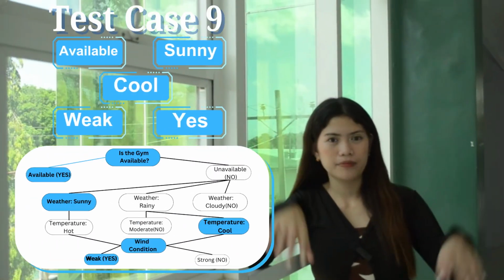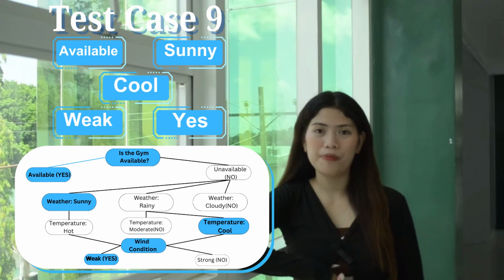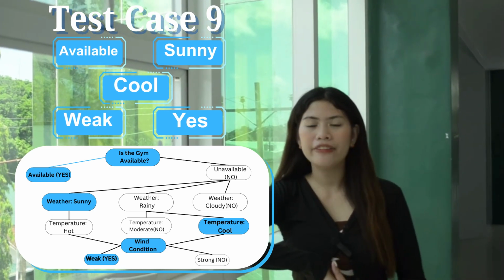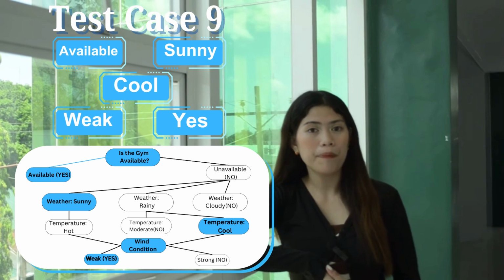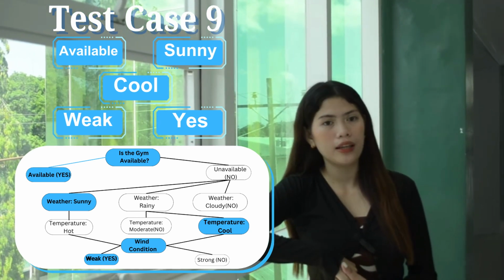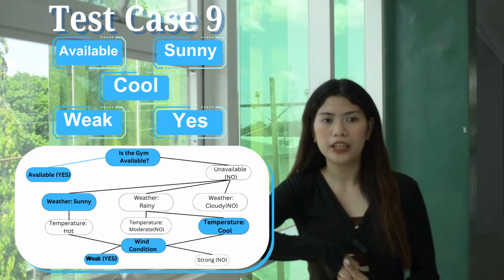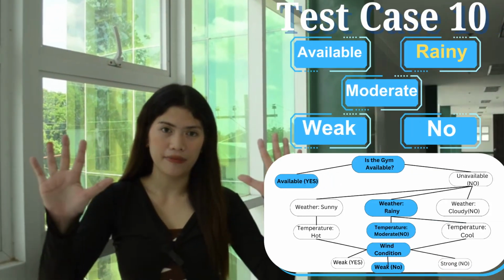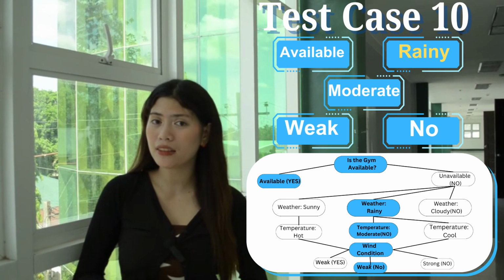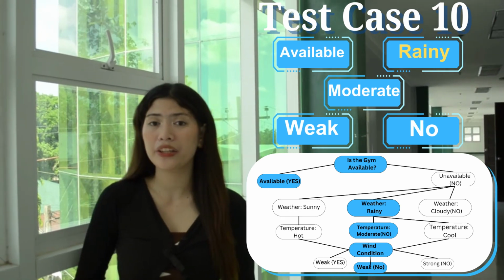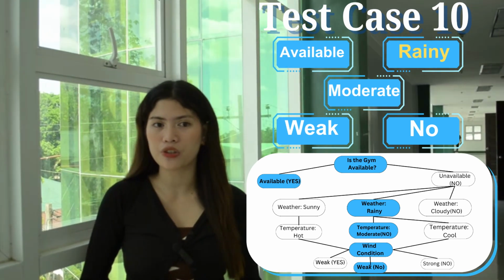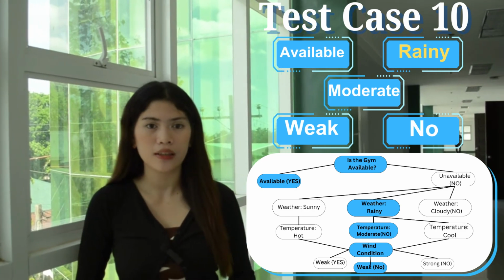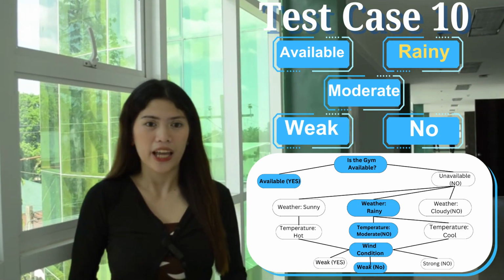Test case 9. The gym availability is available and the weather is sunny. The temperature is cool and the wind is weak. The decision tree predicted that the decision is yes. Test case 10. Since the gym availability is available and the weather is rainy, the temperature is moderate and the wind is weak. The decision tree predicted that the decision is no.